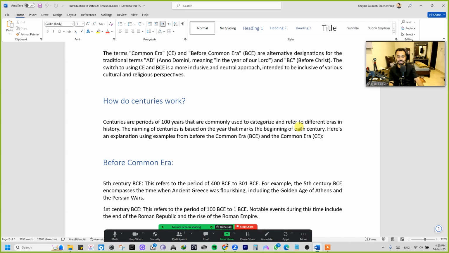So the naming of centuries is, okay, where did my mouse go? Okay, so the naming of the centuries is based on the year that marks the beginning of each century. Here's an explanation.